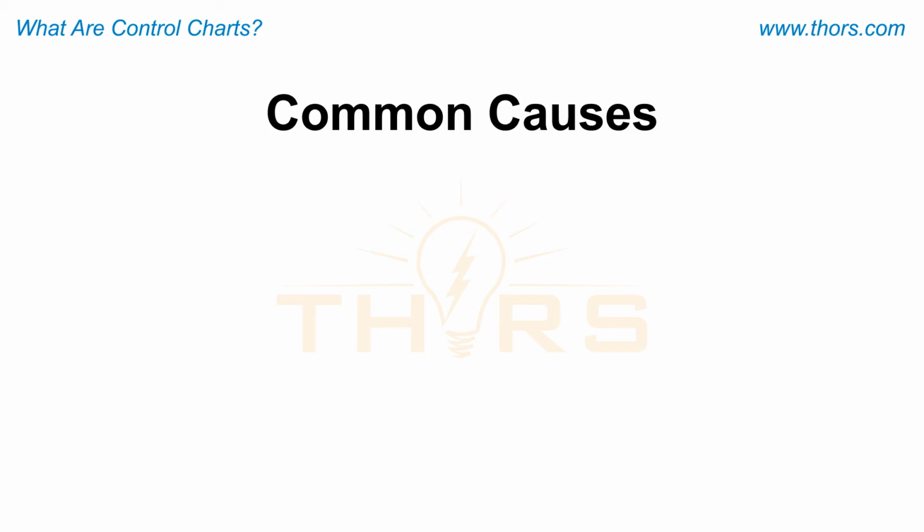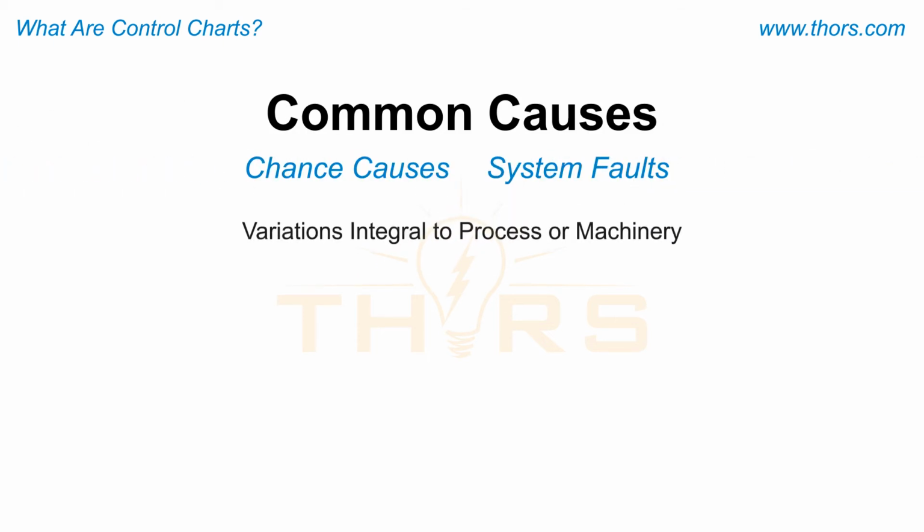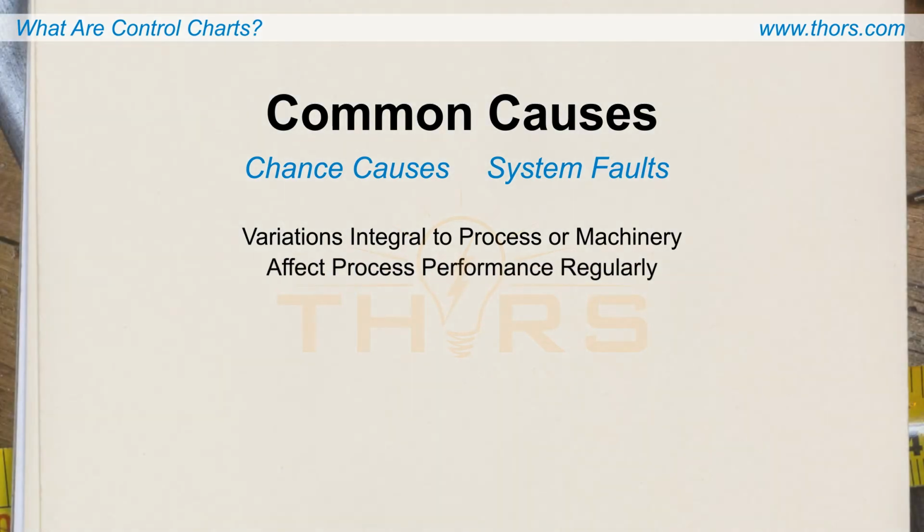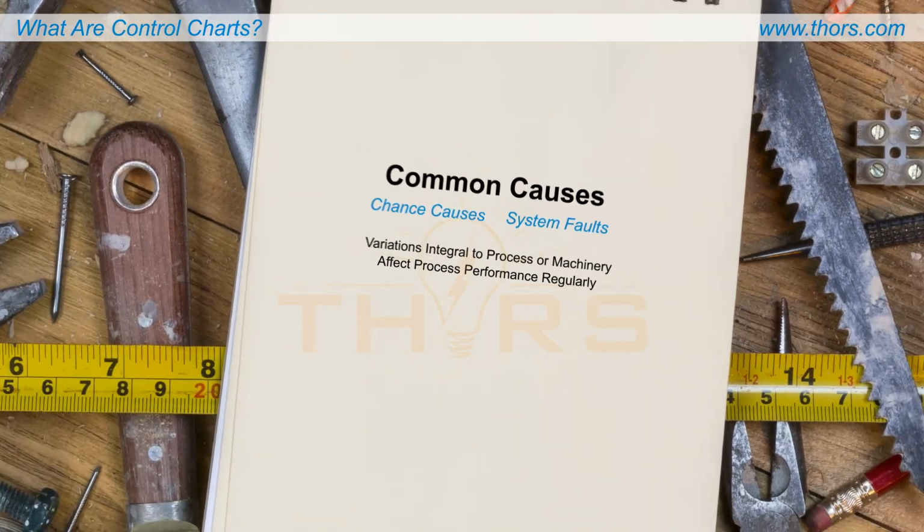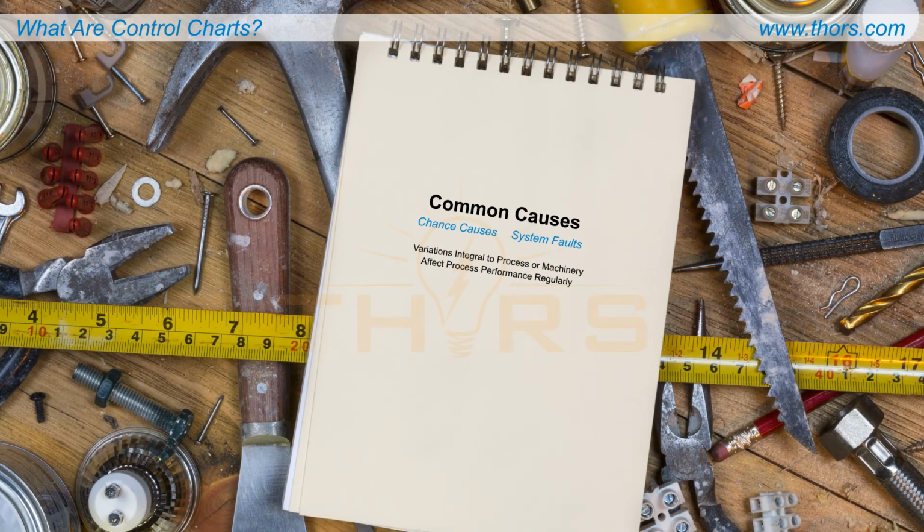Common causes, also called chance causes or system faults, are variations that are an integral part of the process or machinery that affect process performance on a regular basis, such as poor workstation design.